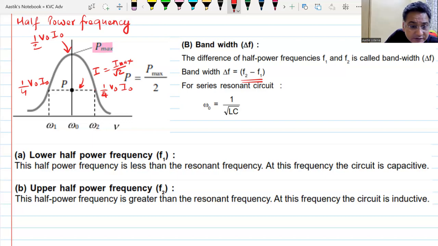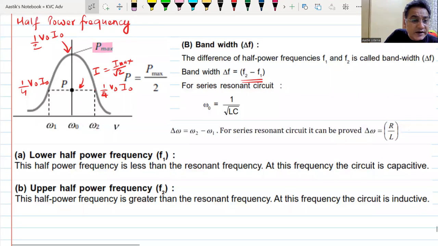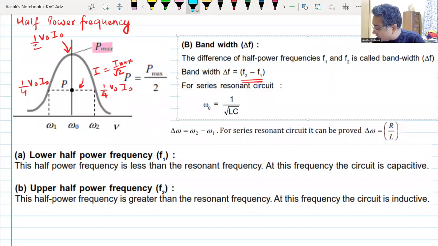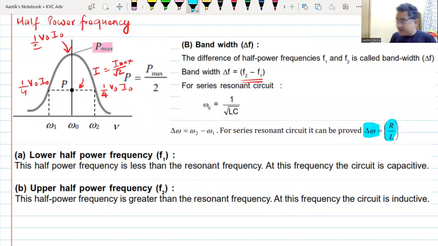Do we understand this, everyone? And you can also note that the difference in frequencies, omega 2 minus omega 1, can be written as L by R. The value of delta omega can be written as L by R. I'll give you 2 minutes to note this down.